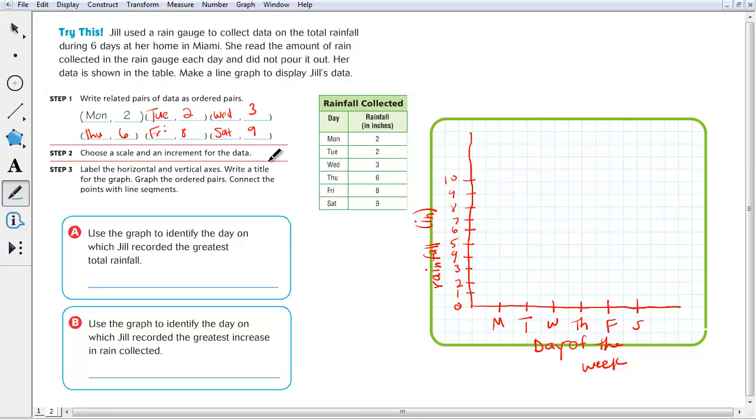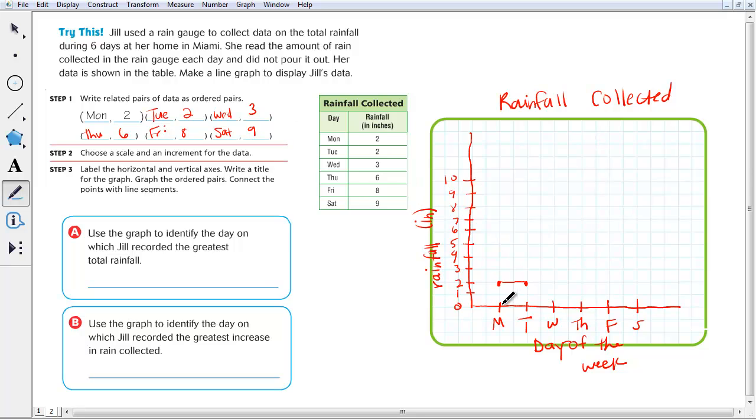All right, now I need to write a title for the graph. Well, the title here in the data table is rainfall collected. So I'm going to use that same title for my graph. Now I'm going to graph the ordered pairs and connect the points with line segments. So Monday is 2, so I'm going to go over to Monday and up to 2. Tuesday is also 2, so I'm going to go over to Tuesday and up to 2. It looks like there wasn't any rainfall that day.